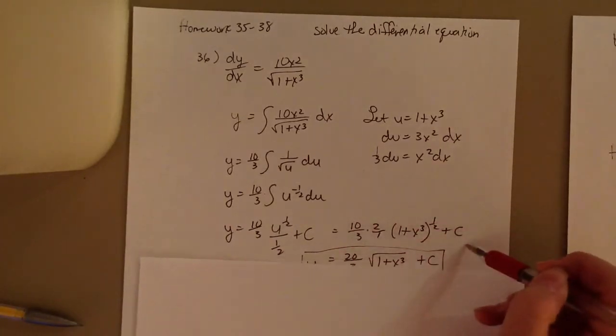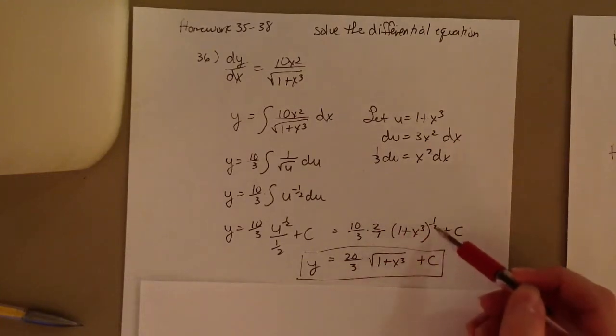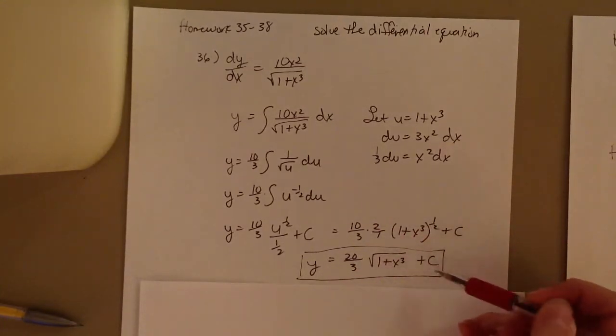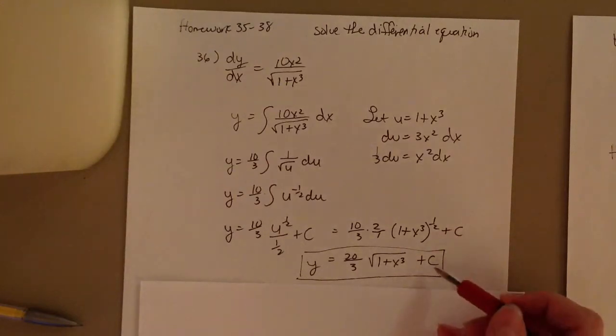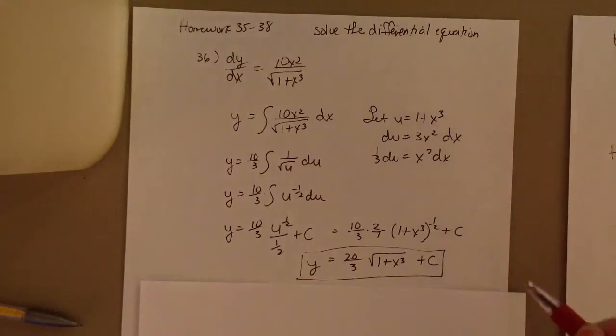Now I'm going to clean that up. So 10 times 2, that's 20 over 3. That's the square root plus c. And in the directions, they did not ask us to check, so I did not check except for the answer in the back of the book. Thank you.